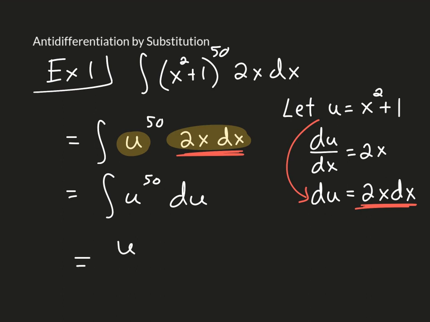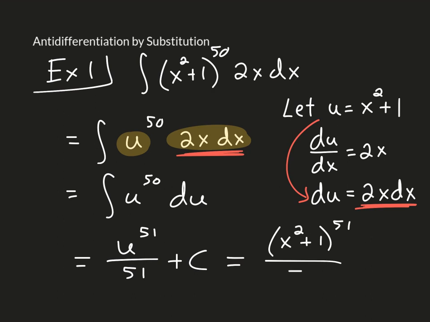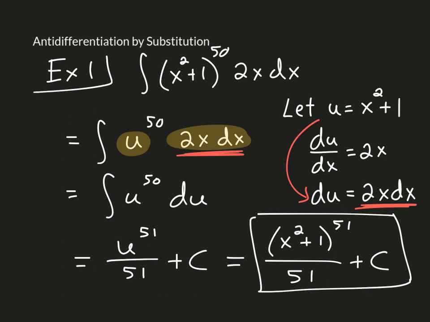So u to the 50th is just going to become u to the 51st power, and we need to divide that by 51, reverse power rule, plus c, because this is an indefinite integral. And we want to replace our u with x squared plus 1, just so that we can put it back in terms of x. So u becomes x squared plus 1 raised to the 51st, all over 51 plus c. And that is U-Substitution.